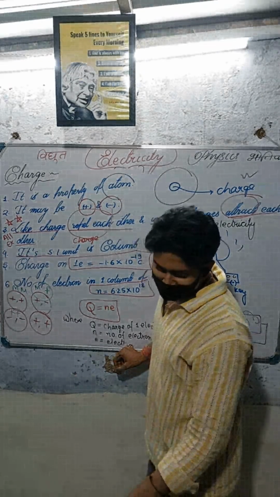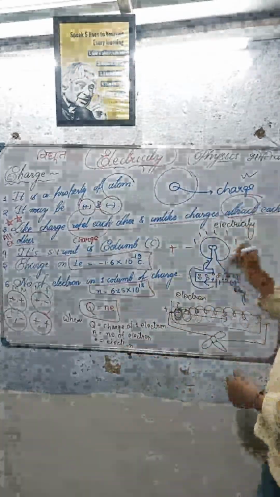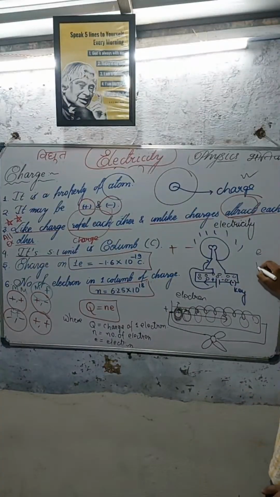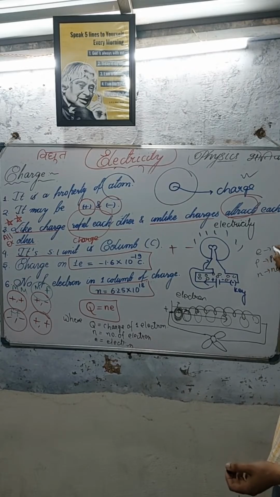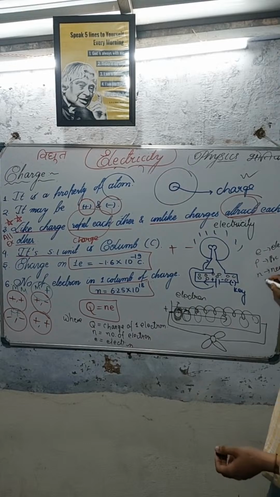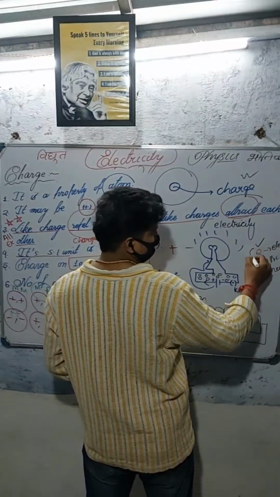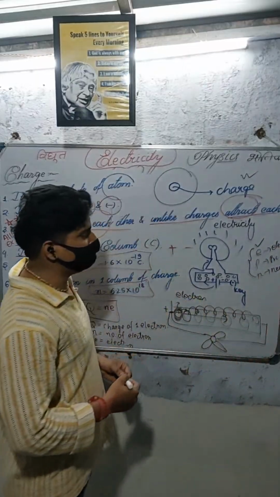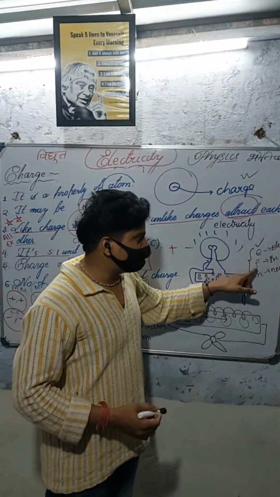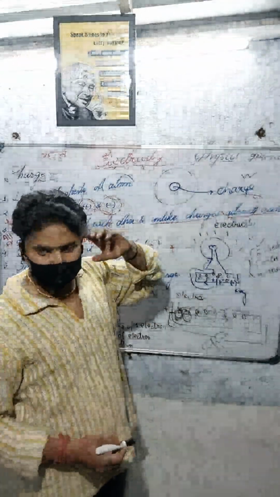James Rutherford. E stands for electron, P for proton, and N for neutron. Electron, proton, neutron. Which is the main one, my dear? The electron is the main one. So these are the charges, the fundamental things discovered by different scientists, my dear.